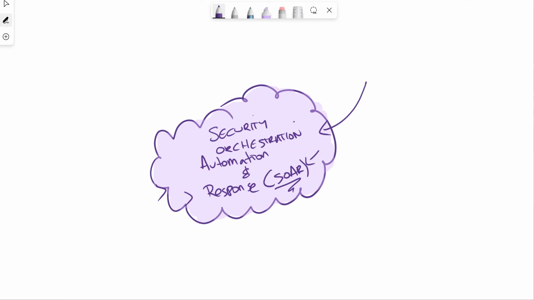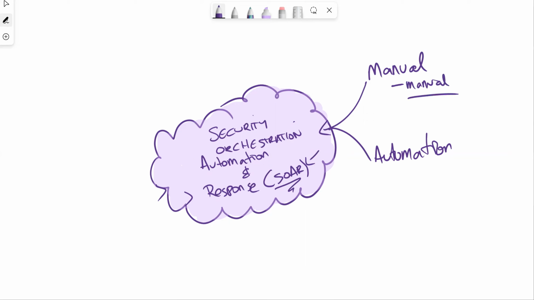So think of SOAR as the manual. We've got some manual tasks, like non-automated responses that we have to go do. And then we've got our automation. Manual investigations are very manual. We've got to spend a lot of time to go in there, investigate, do some sort of administrative changes. And obviously then it can cause bottlenecks with our incident response. If things are too slow, then that's going to be problematic as well.